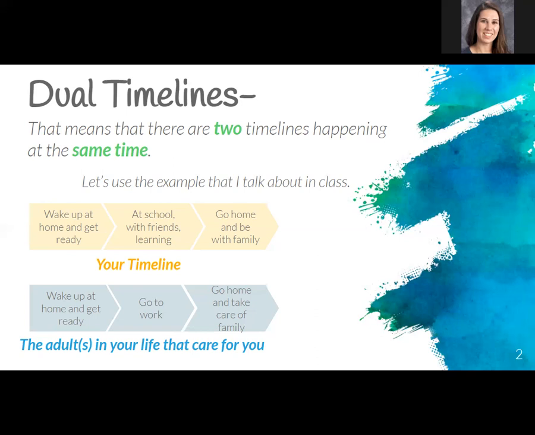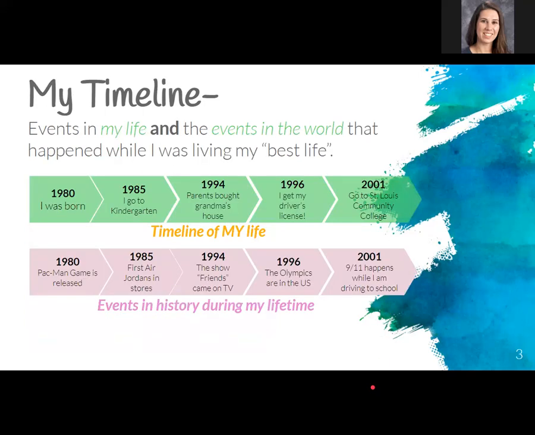Thinking about those two dual timelines and how that connects to your life, we have this going on in our historical fiction books with our characters. They have their lives, and then they have things that are happening in history as they are living their personal lives, but those two things are meeting up and intertwining at the same time.